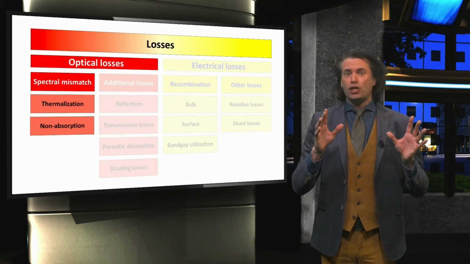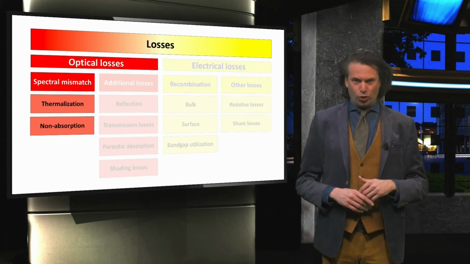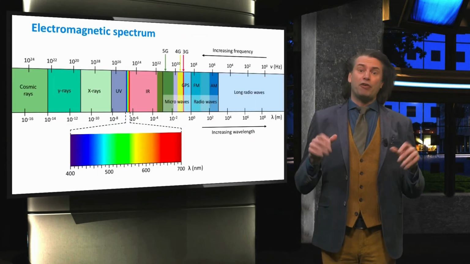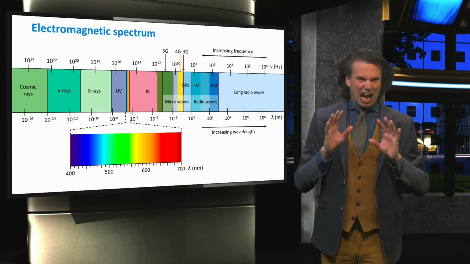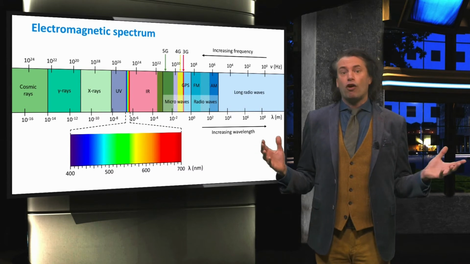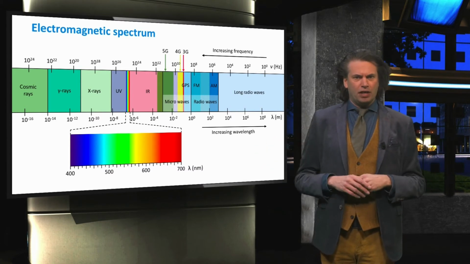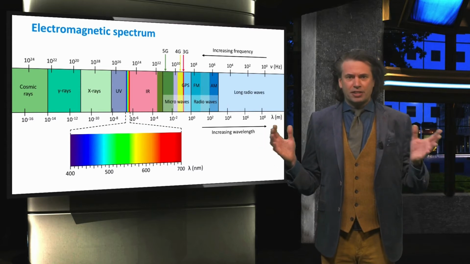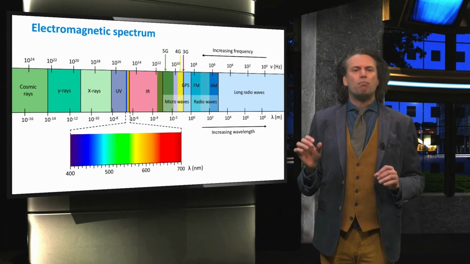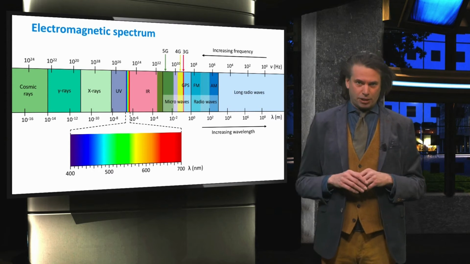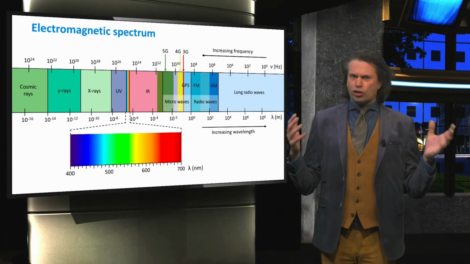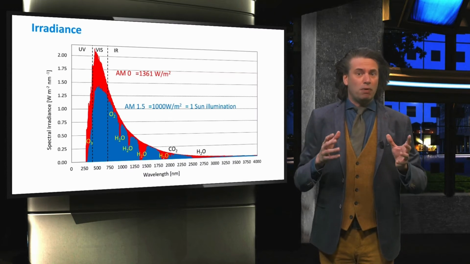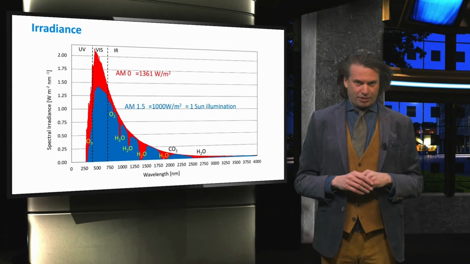First and foremost are the spectral mismatch losses. But to understand spectral mismatch we first need to understand light. Light consists of electromagnetic waves. Visible light with a wavelength of about 400 up to 700 nanometers is only a very small part of the electromagnetic spectrum. Our sun only emits light in the ultraviolet, visible and infrared part of the spectrum.